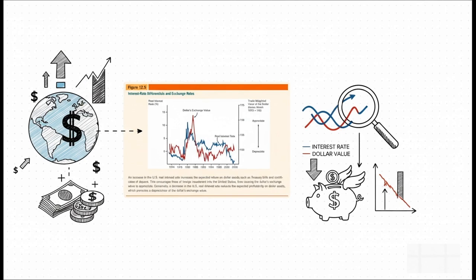And this chart just shows it perfectly. Look at the red line. That's the US real interest rates. And the blue line is the dollar's value. You can see it clear as day. When real interest rates shot up in the early 80s, money just flooded into the US, and the dollar went through the roof. And when they fell, the dollar followed right behind. It's an incredibly powerful link.